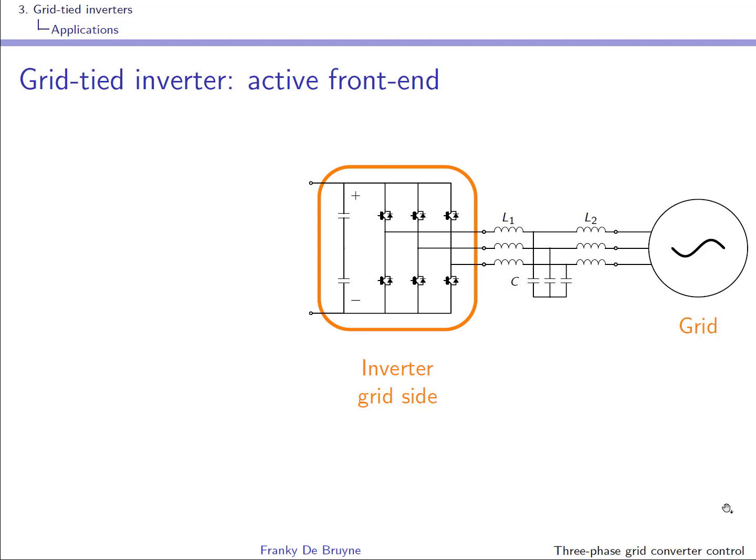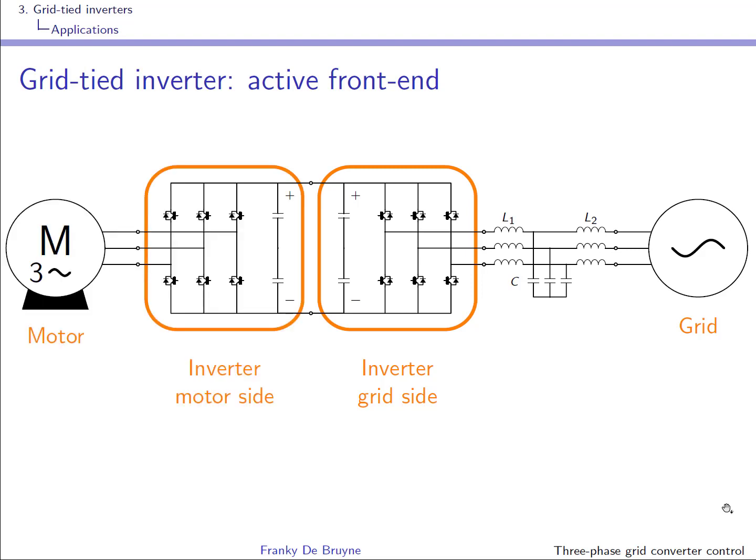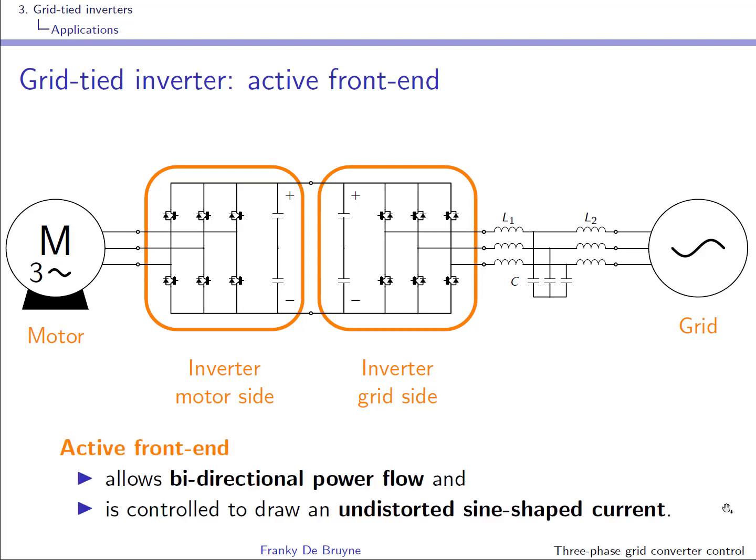An application of the grid-tied inverter is the active front end. The inverter on grid side is connected to another inverter which is used to control the motor. There are several advantages. In the active front end, the power flow is bidirectional. So in motor mode, the power is flowing from the grid to the motor, and in generator mode, it's flowing from the motor to the grid. This eliminates the need for a braking resistance. When the motor is braking, the power is simply flowing back to the grid.